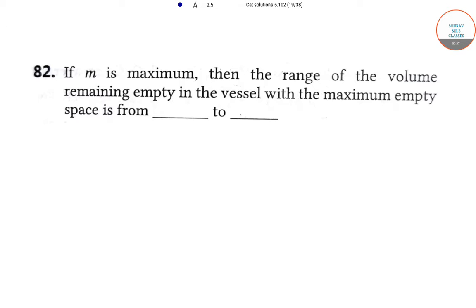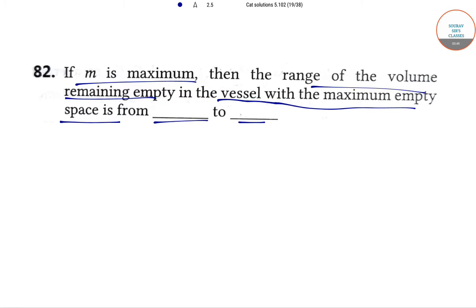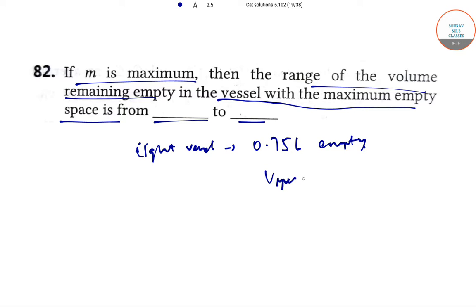The next question, which is again a continuation of the previous one, is: if m is maximum, then the range of the volume remaining empty in the vessel with the maximum empty space is from dash to dash. So from the above solution we can see that the 8th vessel is empty by 0.75 liters and hence that is the upper limit for the range.